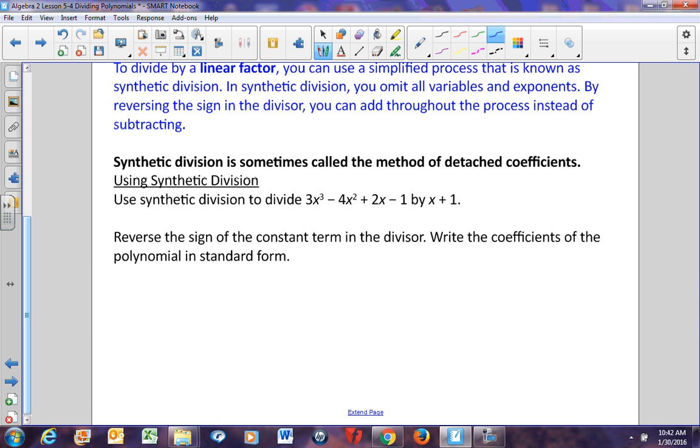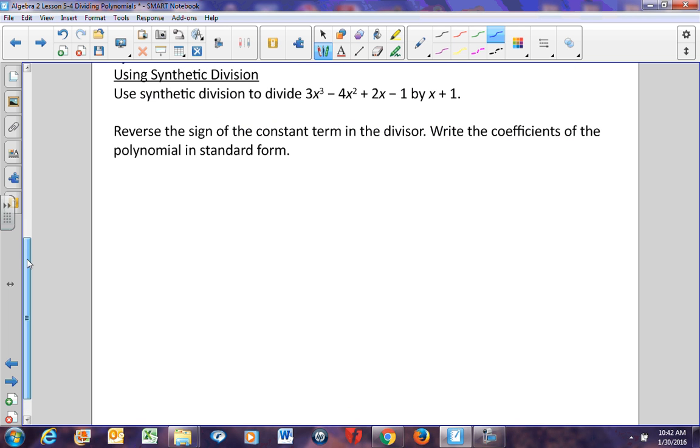So we're going to use synthetic division to divide 3x to the 3rd minus 4x squared plus 2x minus 1 by x plus 1. The first thing we need to do is reverse the sign of the constant term in the divisor. Think of it as this. If I have my x plus 1 right here, I have to solve that for x. x would equal negative 1. So my divisor is negative 1.